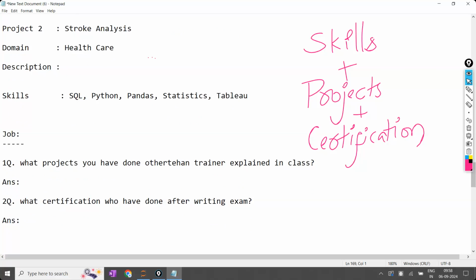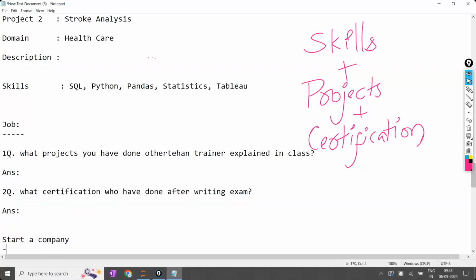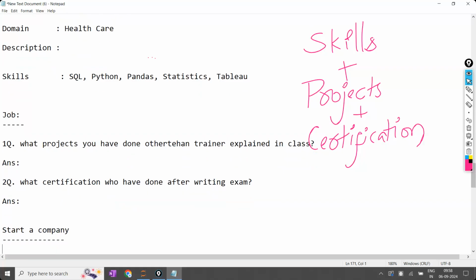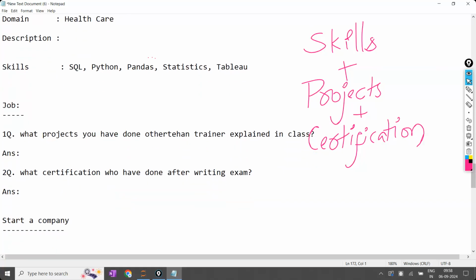The point is very simple. Assume that you are starting a company, and you are looking for a data analyst fresher. What are the things you are looking for? Write in the notes, according to you. As of now, you don't know the subject, so don't write subjects. Just simply say good skills. What are the things you require?